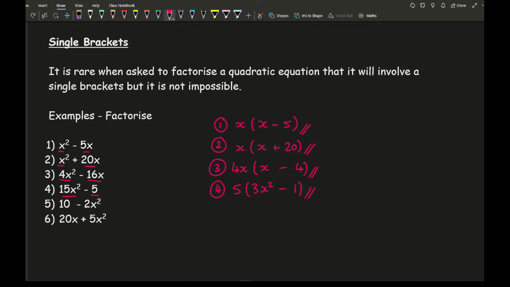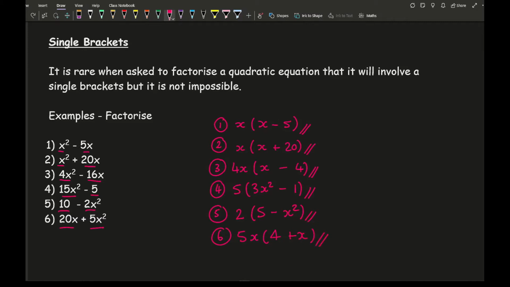And with question 5, we've got 10 and we've got 2x squared, so I could take a common factor of 2 out, in which I'm going to end up with 5 minus x squared. And then with question 6, I've got 20x plus 5x squared, so a common factor there is going to be 5x, in which I've got 4 plus x, and there is my final answer.